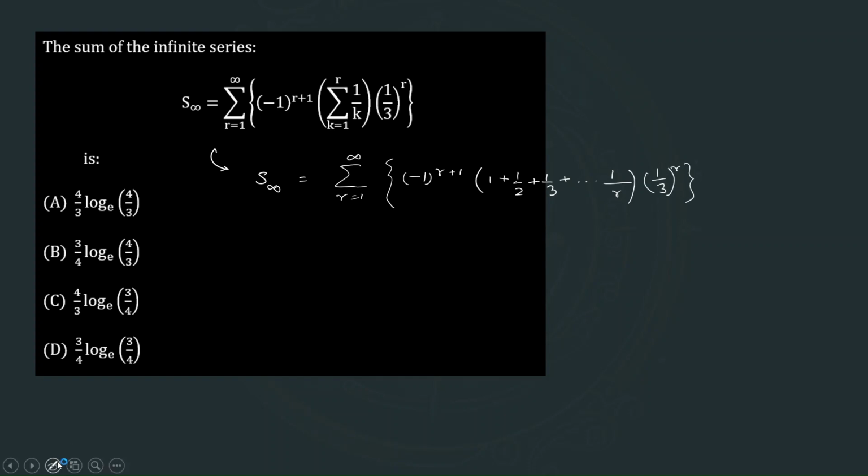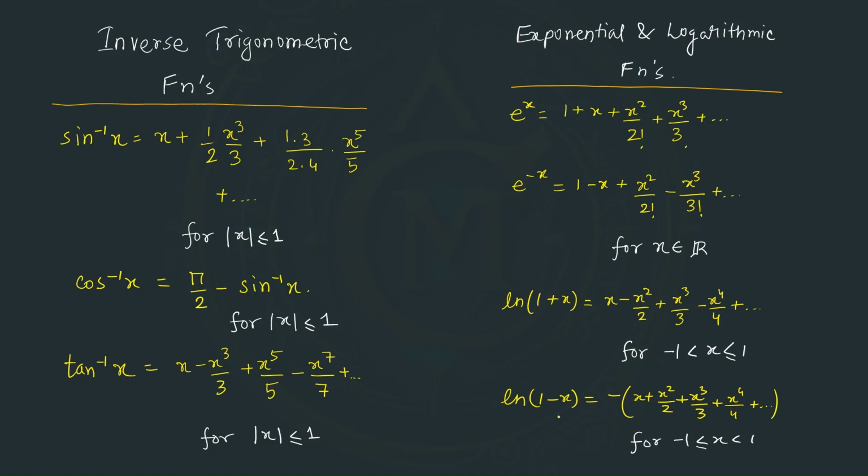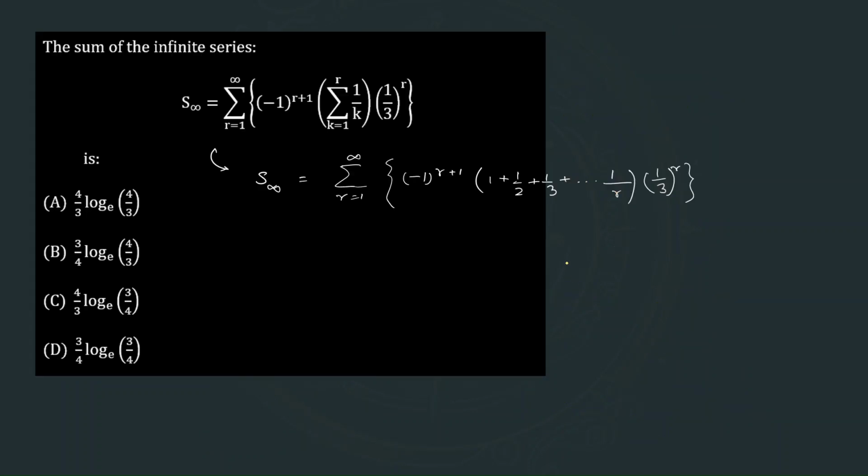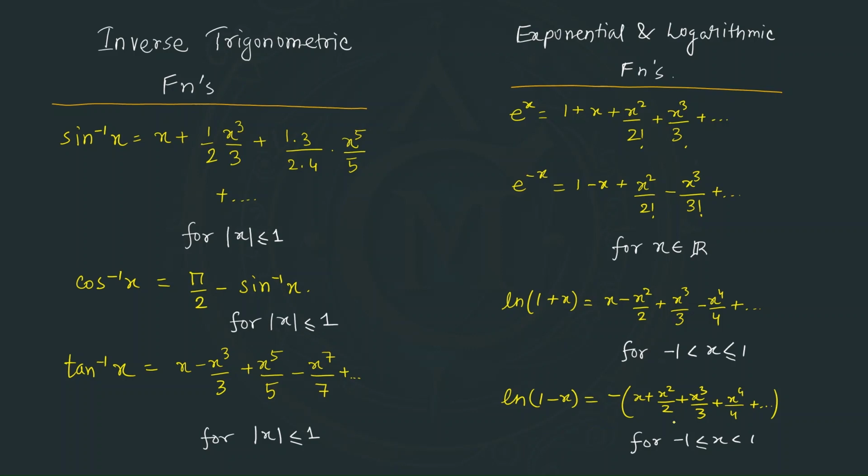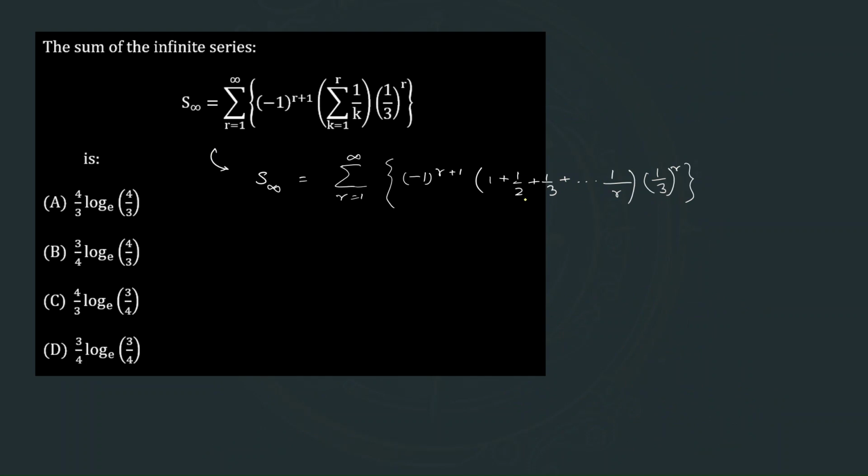Now what will be our strategy to solve such questions? We will use the concept of infinite series expansions. So we know that the expansion of log of 1 minus x is this: log(1 - x) is minus of (x + x^2/2 + x^3/3 + and so on). So if we can somehow manage to express this series in terms of this series, we can definitely solve this series. How? Because here are these harmonic numbers. Summation of 1/k from k equal to 1 to r is called the rth harmonic number.